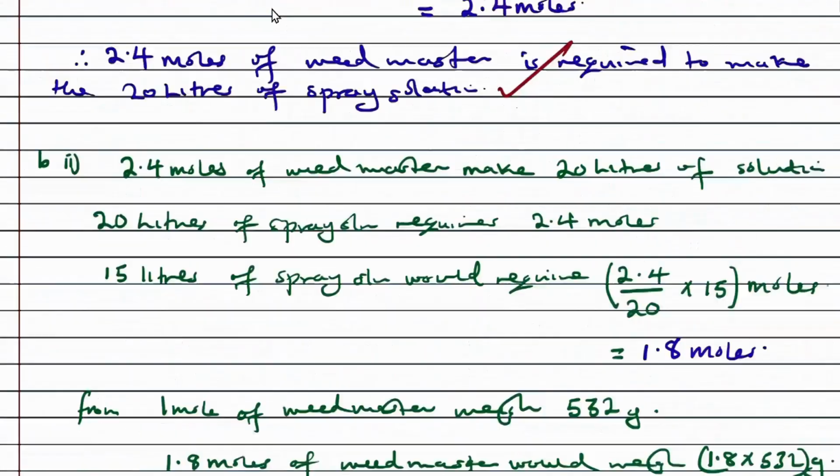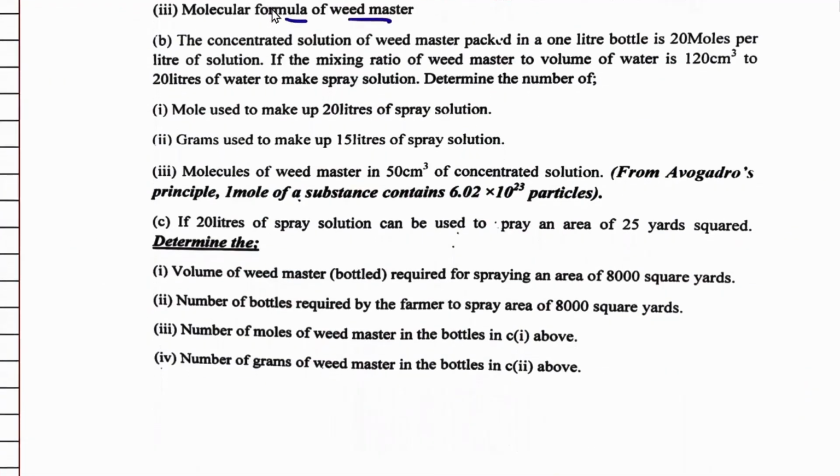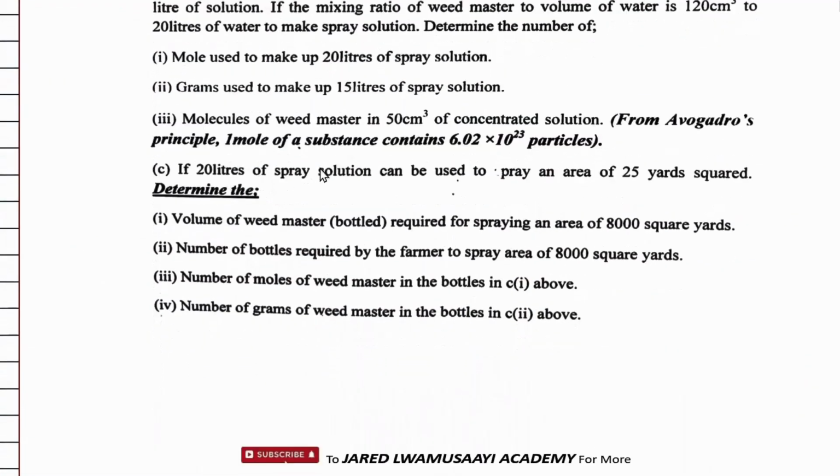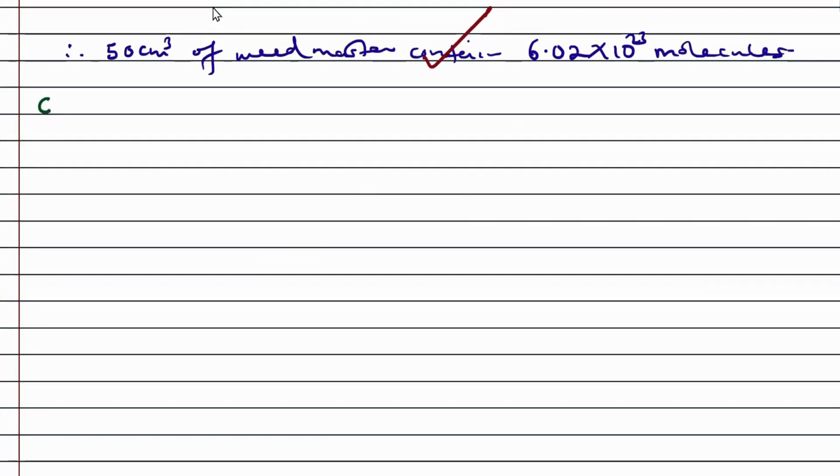So we need to proceed to part C of our question. It reads, if 20 liters of spray solution can be used to spray an area of 25 yards squared, then we have Roman numeral 1, determine the volume of Weedmaster bottled required for spraying an area of 8,000 square yards. So this is part C, Roman numeral 1. Remember they have told us that 20 liters of spray solution work on 25 yards squared.